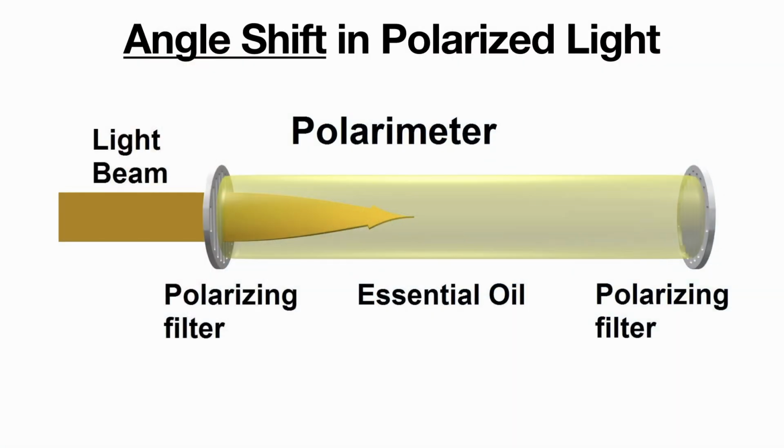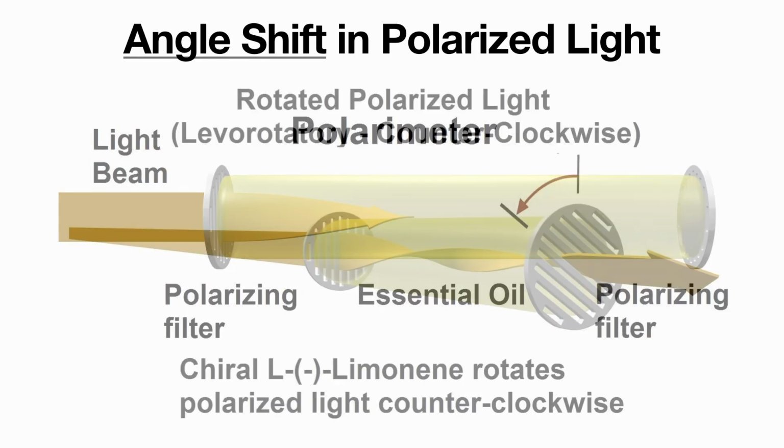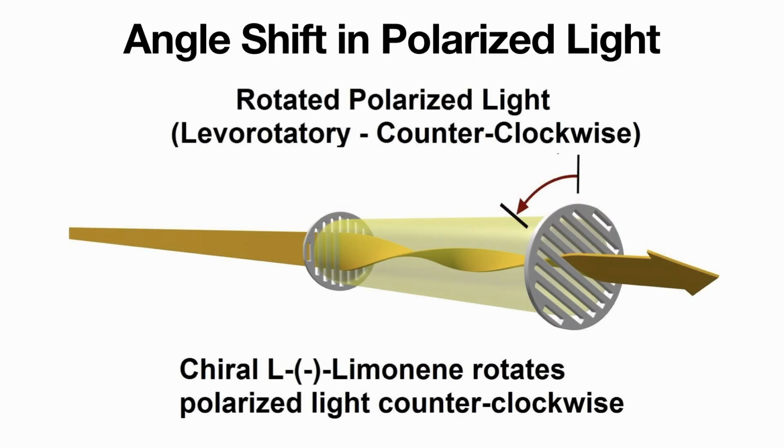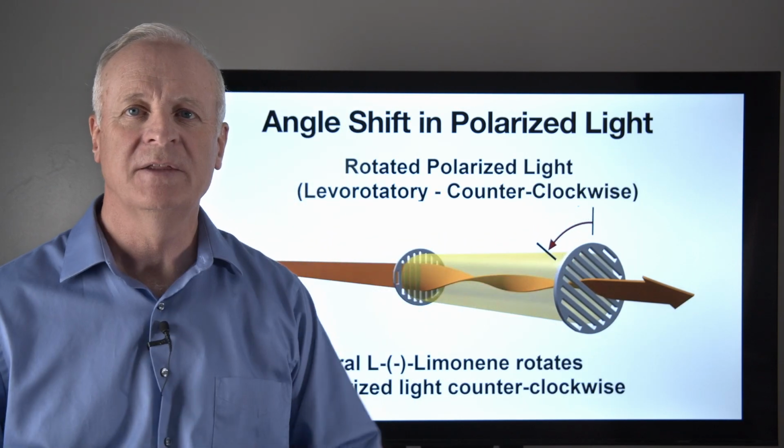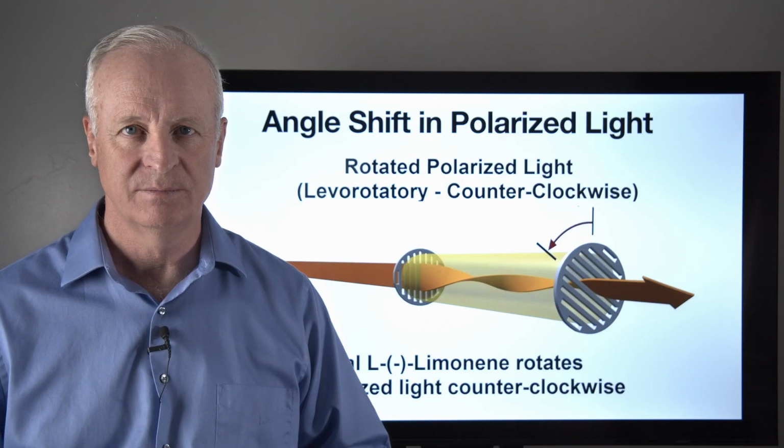As a beam of light enters the polarimeter, it is separated into a polarized light, like a plane of light. And then it passes through the essential oil. When it passes through the essential oil, it twists either to the left or to the right. In this case, if L-limonene, or minus limonene, is in the polarimeter, it rotates the polarized light counterclockwise. This shows the angle that the polarized light was shifted.